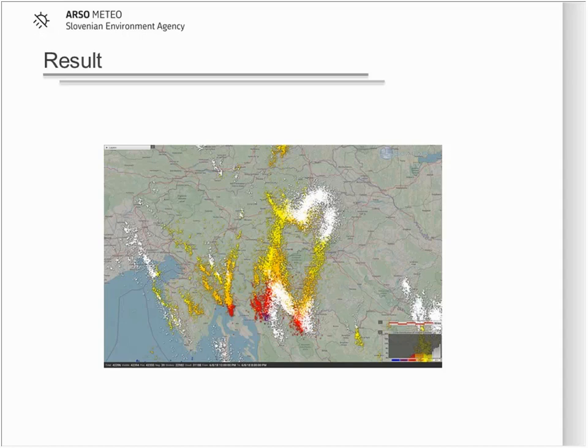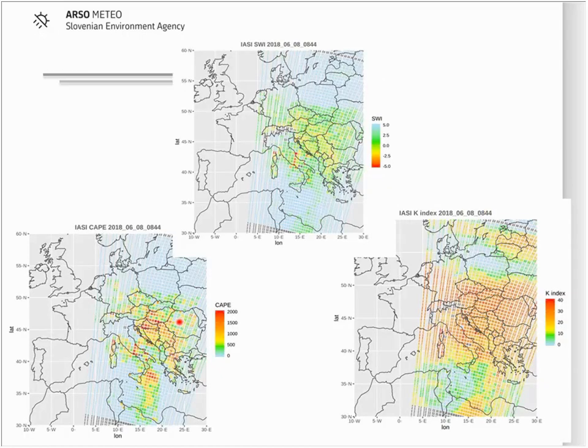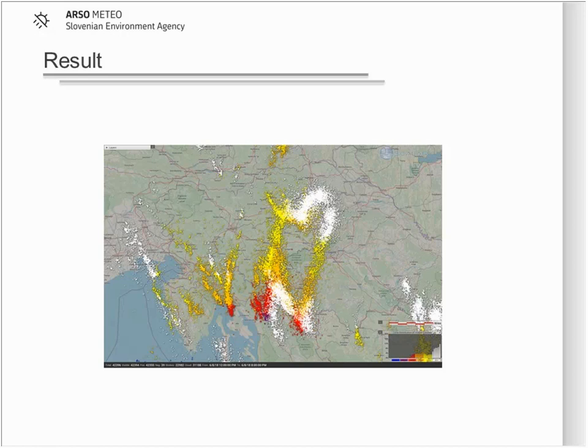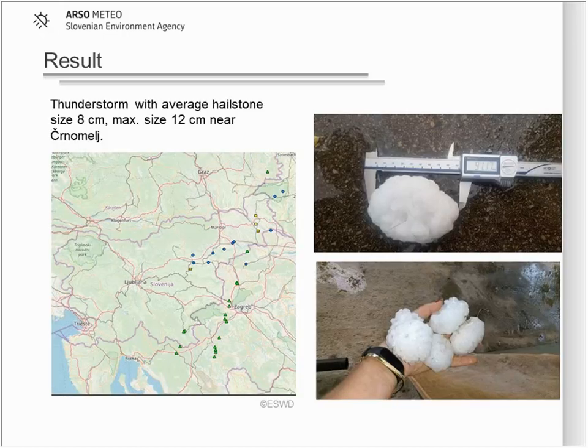First I'm going to show you what actually happened on the day that we have here in this region with huge Cape and other index values. It was a day with several storms in eastern Slovenia and Croatia, western Croatia region, several hailstorms, a lot of damage, and the largest hailstones were up to 12 centimeters big, and the damage was really bad. But it's nice to see that we could see several hours before in the IASI data that there was something going on.